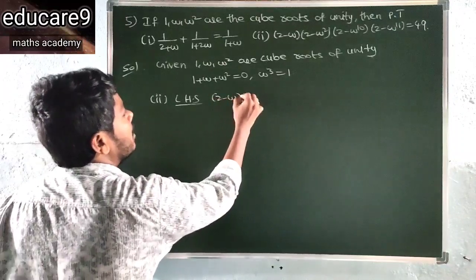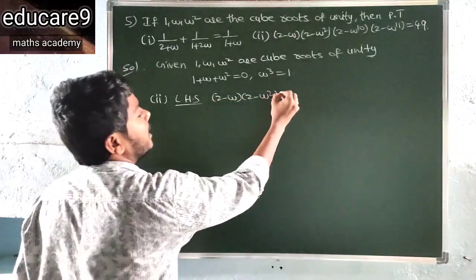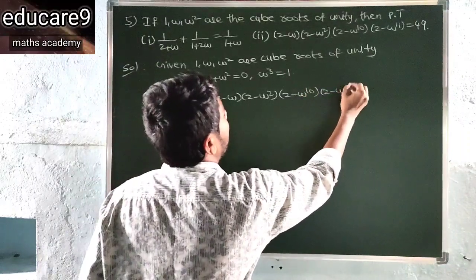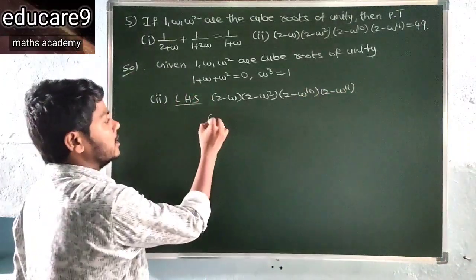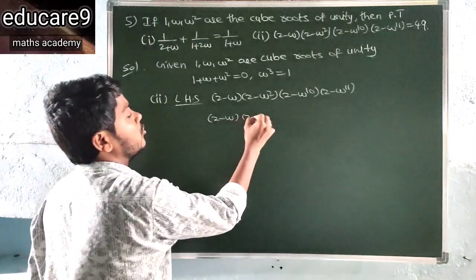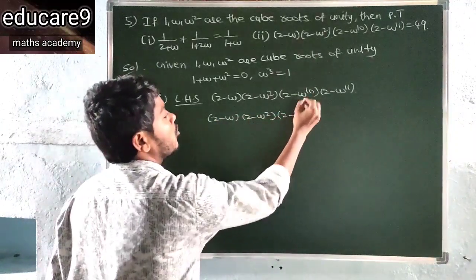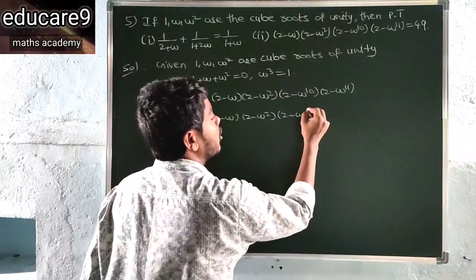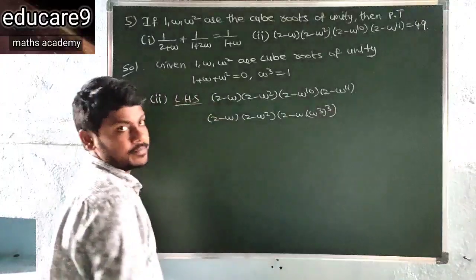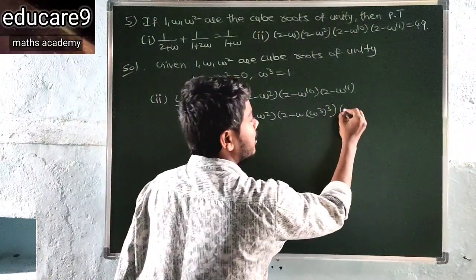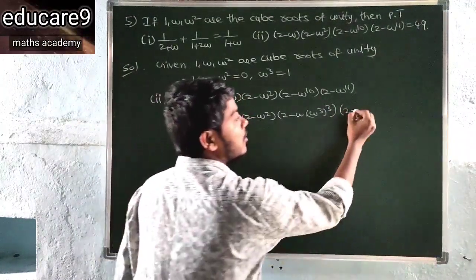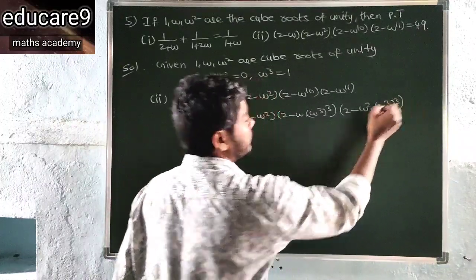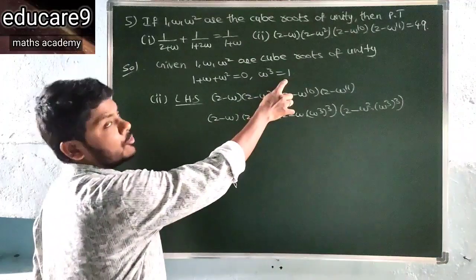2 minus omega, 2 minus omega square, 2 minus omega power 10, 2 minus omega power 11. So see here, this can be written as 2 minus omega into 2 minus omega square, 2 minus omega power 4 can be written as omega into omega cube whole to the power of 3, and this one 2 minus omega square into omega cube whole to the power of 3. So you know that omega cube value is 1.